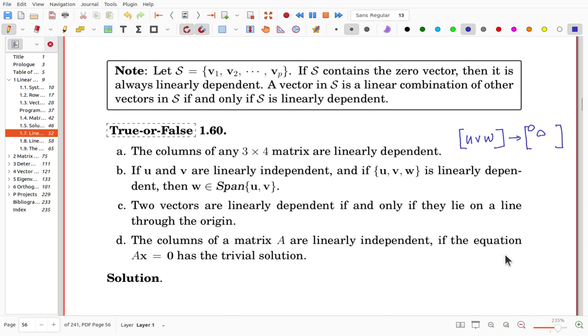If the equation has only the trivial solution, then that means there's no free variable. That means every column of the matrix is a pivot column, so they are linearly independent, right? So if you put "only" here, then it is true.